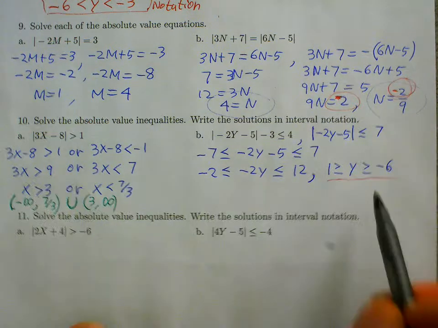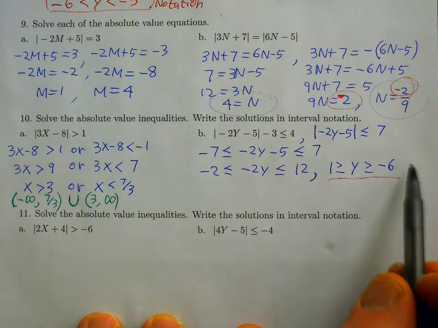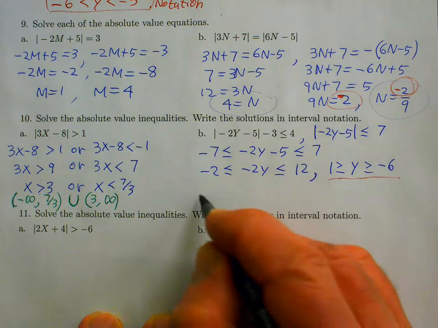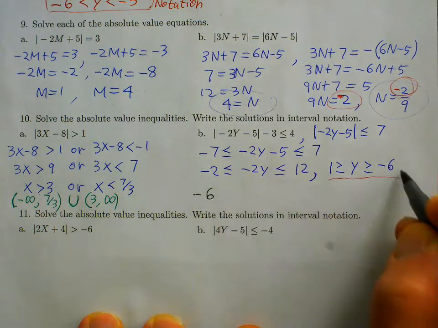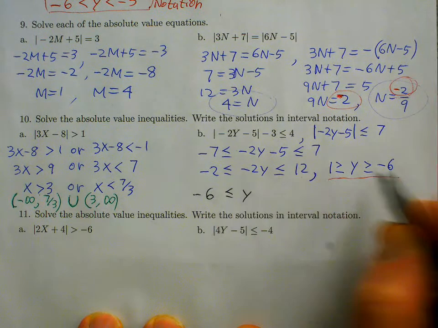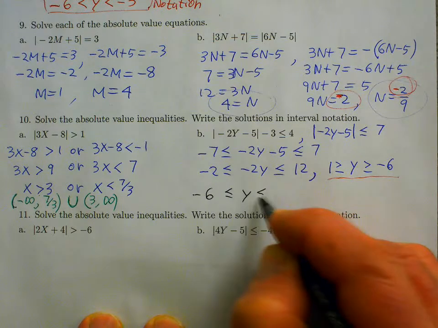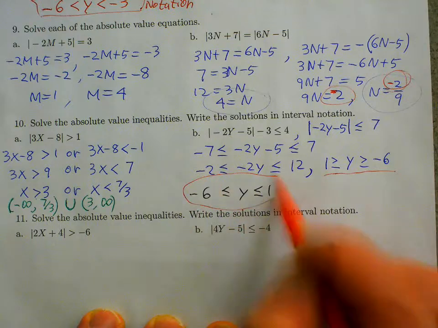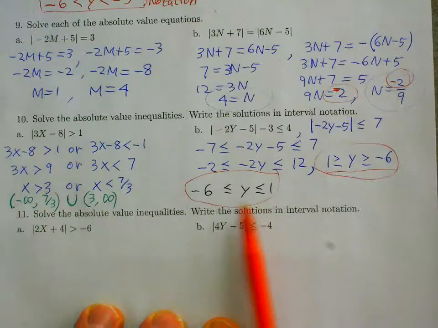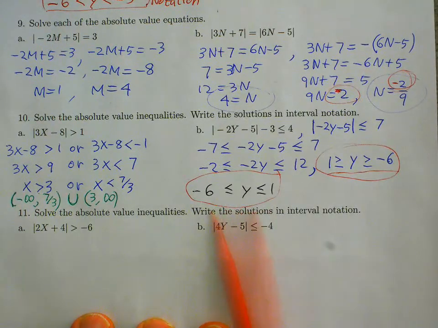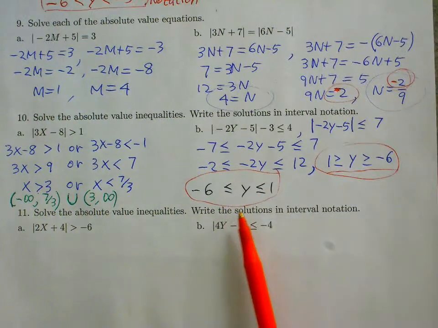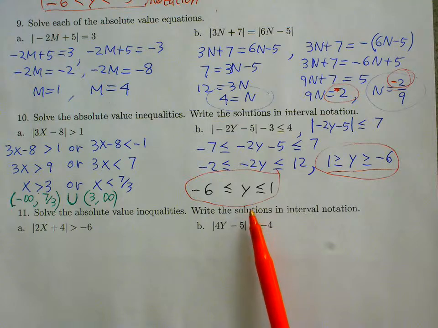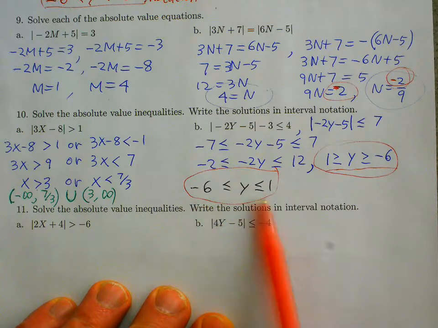You might want to rewrite it so that we have -6 is less than or equal to y, and y is less than or equal to 1. Both of these mean exactly the same thing. It's just that the one on the left, or this lower one, might be the one that we're more comfortable using. But the interval notation can only be written in one way, and it follows this compound inequality.